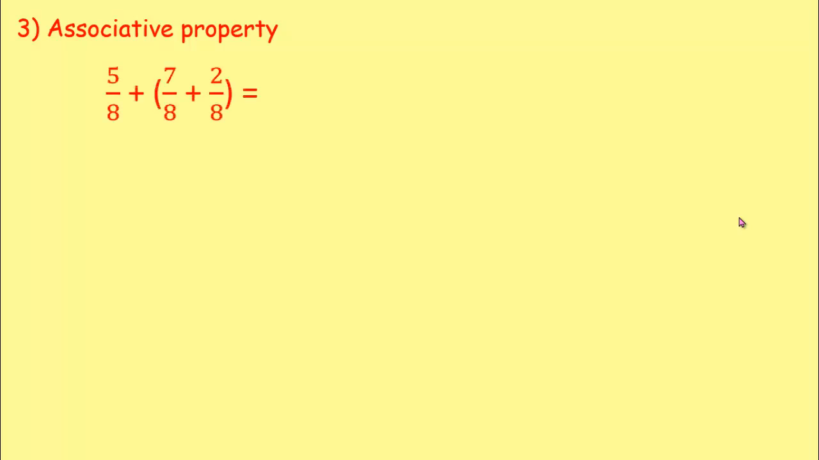And what about the associative property? Associative property was that I can regroup numbers again. For example, 5 over 8 plus 7 over 8 plus 2 over 8, and I group 7 over 8 and 2 over 8 together between brackets. I am going to have the answer of 5 over 8 plus 9 over 8, which is equal to 14 over 8.